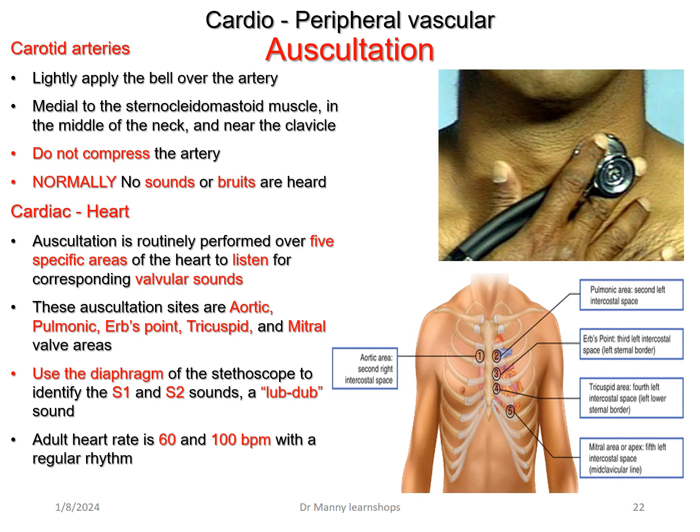When we look at the heart, we auscultate routinely over 5 specific areas, and we listen for valvular sounds. These auscultation sites are the aortic, pulmonic, Erb's point, tricuspid and mitral valve areas. We use the diaphragm of the stethoscope to identify S1 and S2, which is a lub-dub sound. Typically the heart rate is between 60 and 100 beats per minute in an adult, and it's regular.